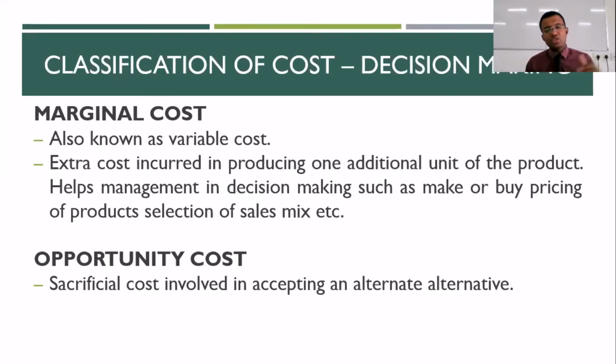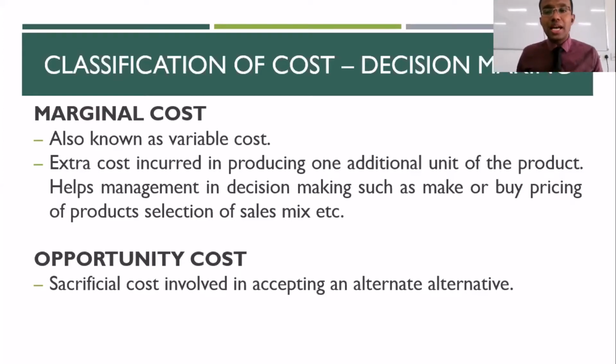So if he decides to go for manufacturing, what is the cost? If he decides to buy, what is the cost? You would try and compare these two costs, and then you would decide. Then there's something which is called a sales mix. What is the proportion of products that you should have? Should you have more of product A or more of product B? This is called a sales mix. So all these are determined with the help of marginal cost.